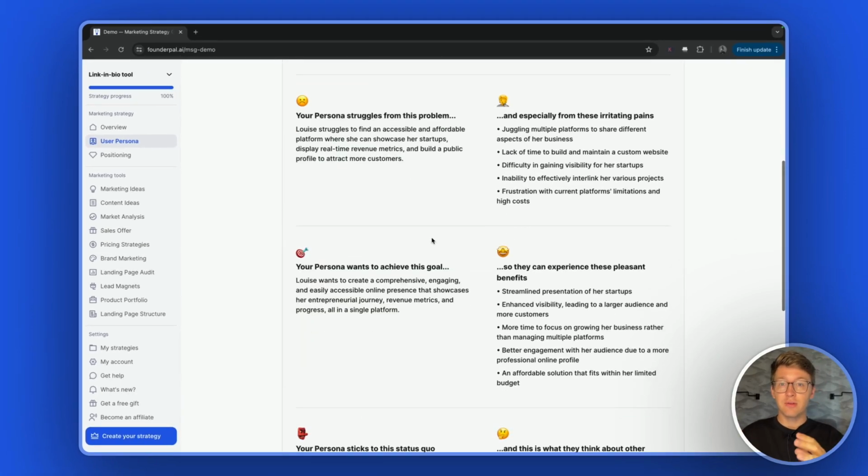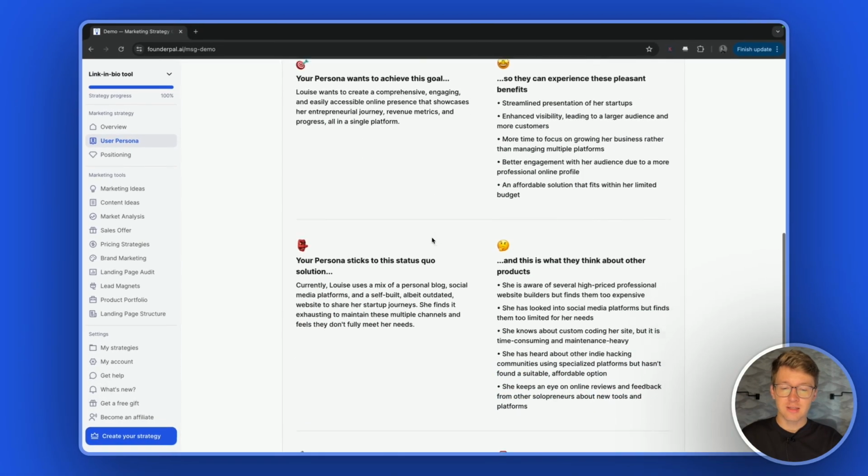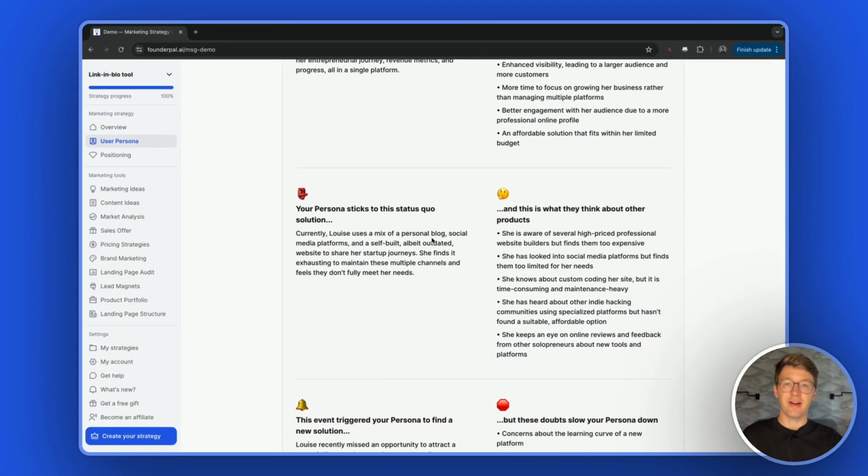Next, we connect this with our business. What is your ideal customer goal? What benefits do they desire? This is basically your value proposition in the future, and it is super connected to the problem and pains in the current situation. But your ideal customer doesn't exist in a vacuum.